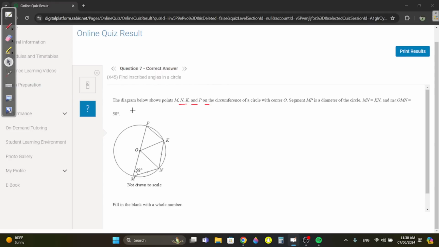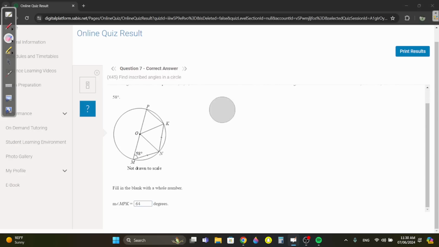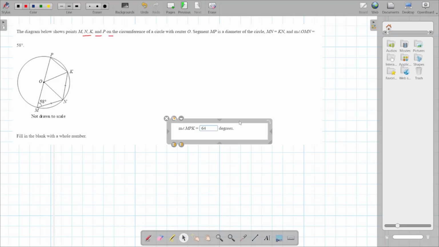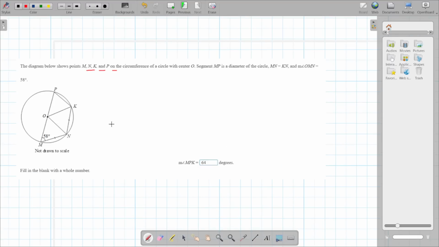Let me make this a bit bigger and see what they're asking. They want the measure of MPK, so this one over here. You're gonna have to use congruent triangles. The first thing to look at: if this angle is 58, this angle will also be 58, since these two radii are congruent.